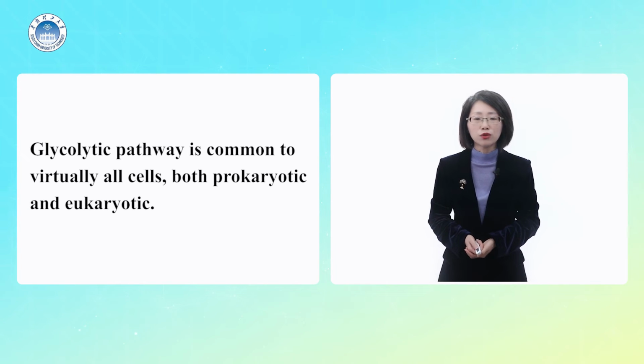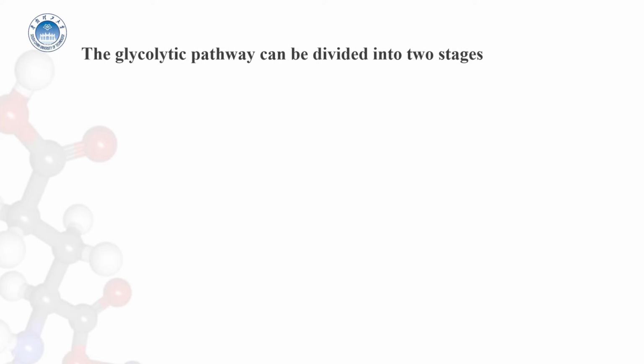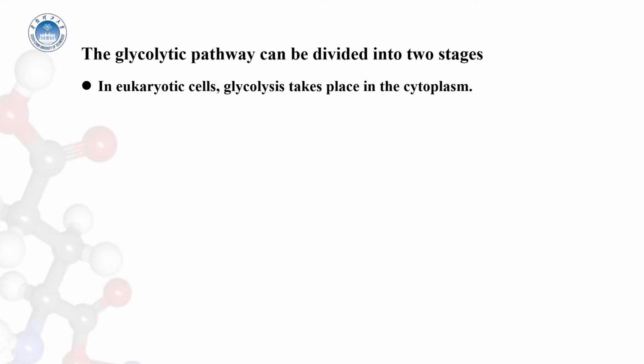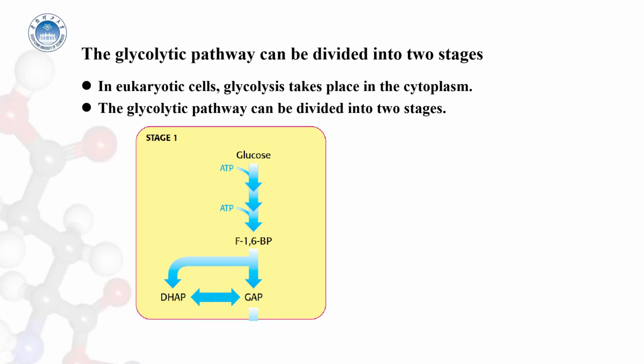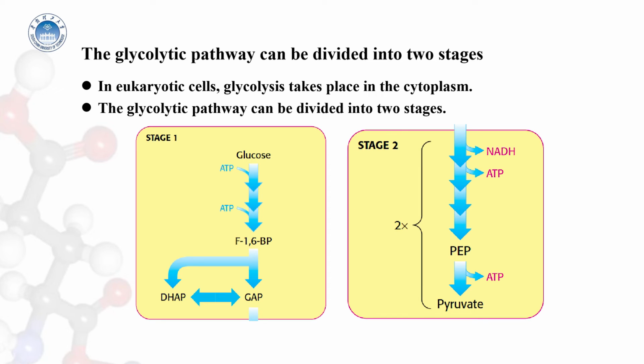The glycolytic pathway is common to virtually all cells, both prokaryotic and eukaryotic. In eukaryotic cells, glycolysis takes place in the cytoplasm. This pathway can be divided into two stages. Stage 1 is the trapping and the preparation phase. No ATP is generated in this stage. In stage 2, ATP is harvested when the 3-carbon fragments are oxidized to pyruvate.